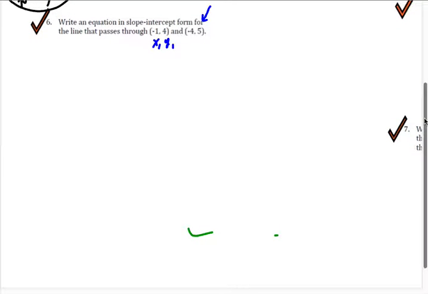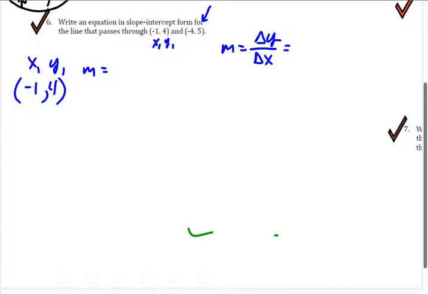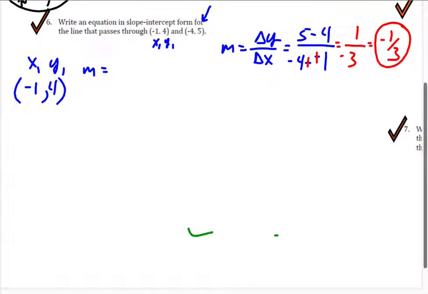I have my point, my x sub 1, y sub 1, is negative 1 and 4. I'm going to decide that right away. I do need my slope. Slope is change in y over change in x. So I'm going to say 5 minus 4, those are my y values, and negative 4 minus negative 1. 5 minus 4 is 1. This is plus a positive. This is going to give me negative 3 or negative 1/3. I always write the negative in the top or just to the side of it. So my slope is negative 1/3.